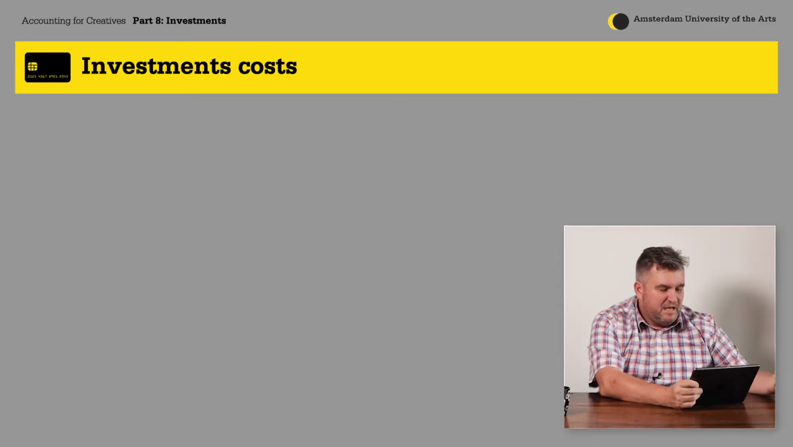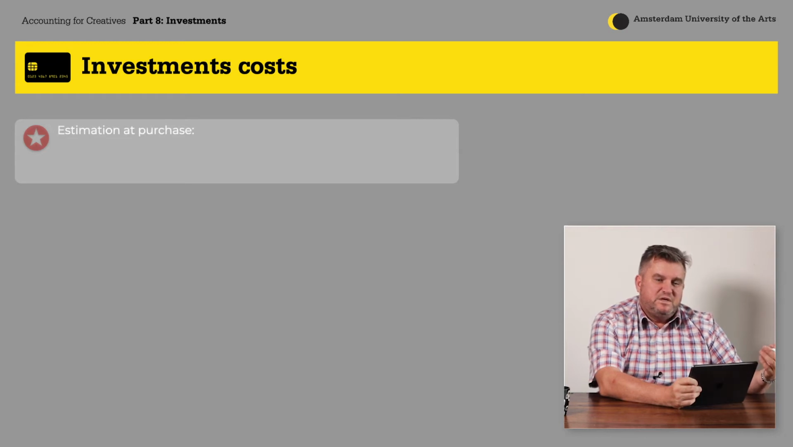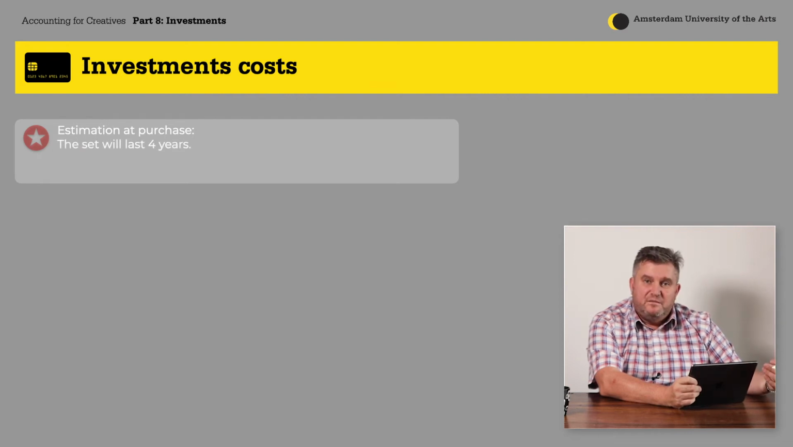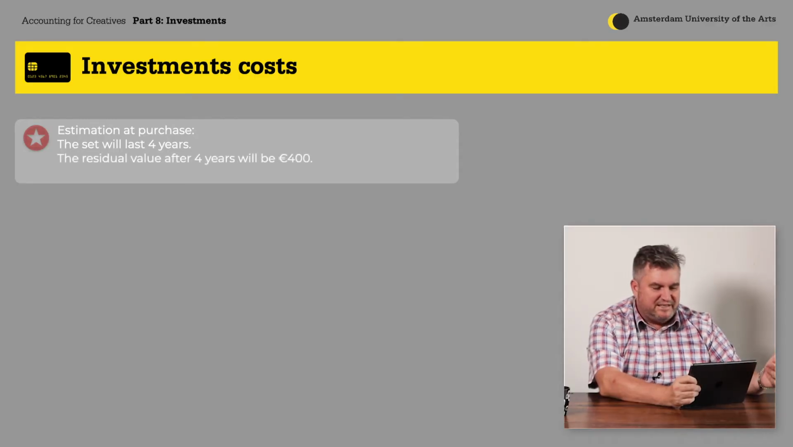But of course, if you do an investment, you still will have cost eventually, but it's just not at the moment of purchase. Once we are going to use the investment for a period of time, then costs will occur and we will have to calculate what these costs will be. So we start with some estimations. We estimate the purchase will last for about 4 years. That's just something we think of in the beginning. We will estimate also that the residual value after 4 years will be about 400 euros. That's just a guess, but a well calculated guess.